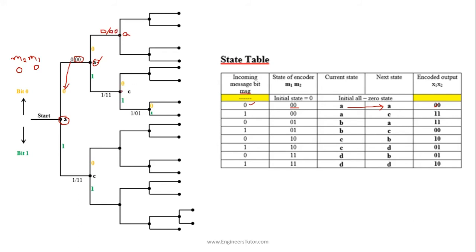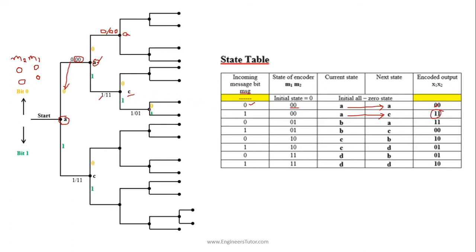And now we will try to find the node here. The incoming bit is 1, and M1, M2 we have to find. We have to look left hand side. So this is the incoming bit, and M1 and M2 will be already 0, so 0, 0. So 1, 0, 0. State changes from A to C. So that is why we represent with C, and the output is 1, 1.